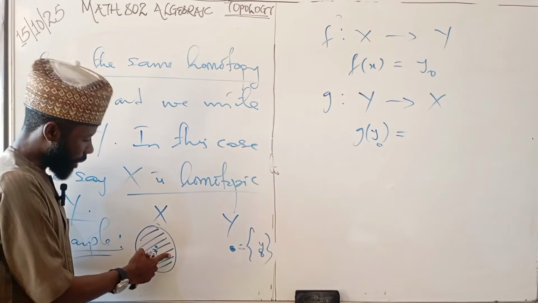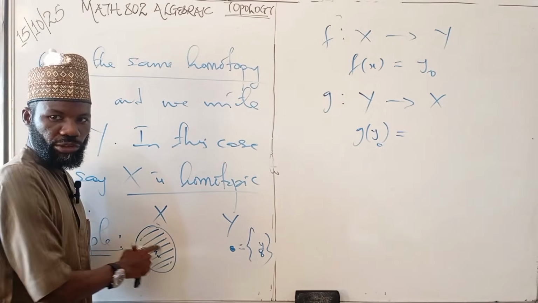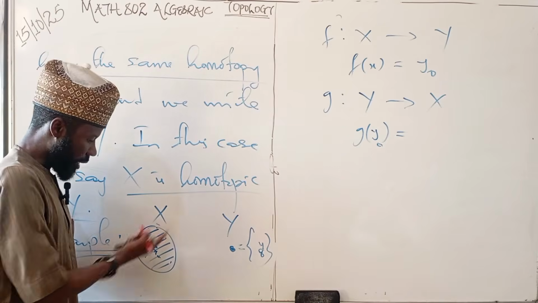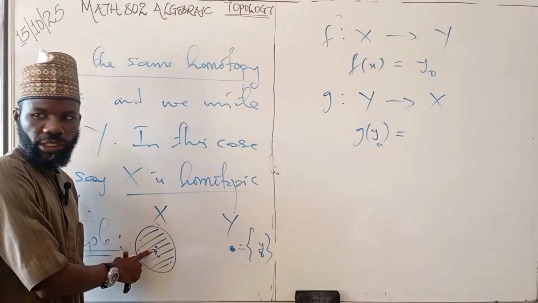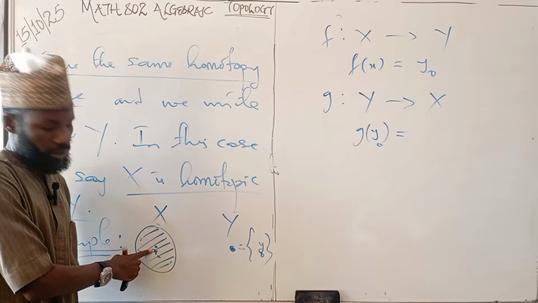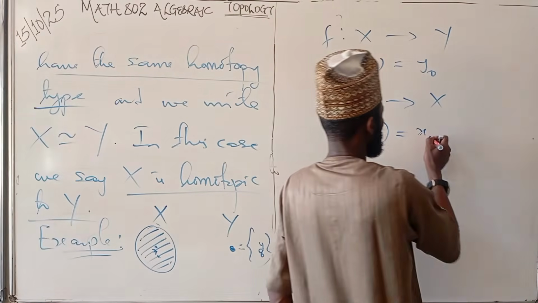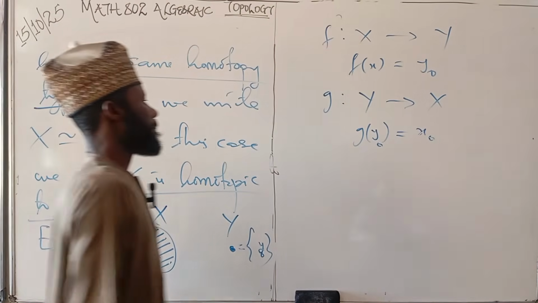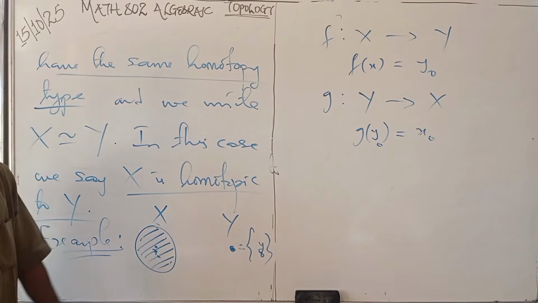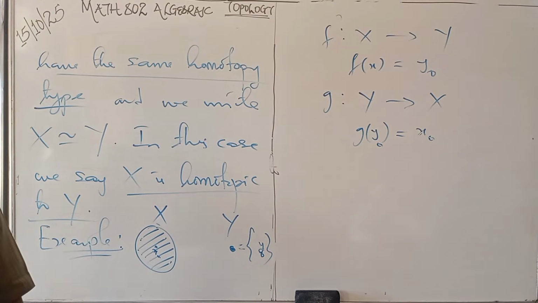Which X? You can map it to any one of the points inside. So infinitely many ways. But it will be wiser to just say you are sending it to the central point. So you can map it to X naught. You can choose this one, which is the point of the center. And this mapping is also continuous. Yeah, clearly it's continuous.